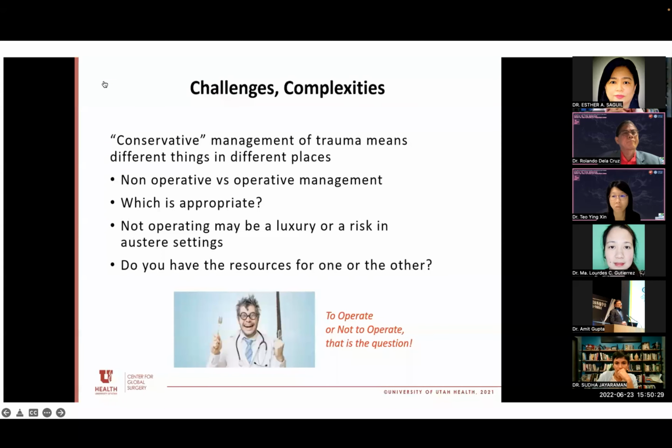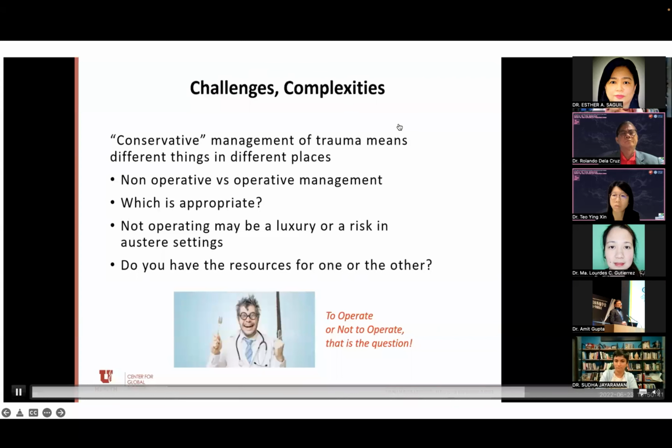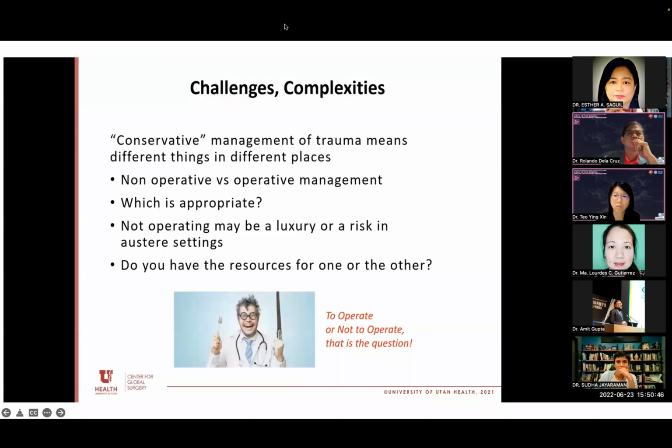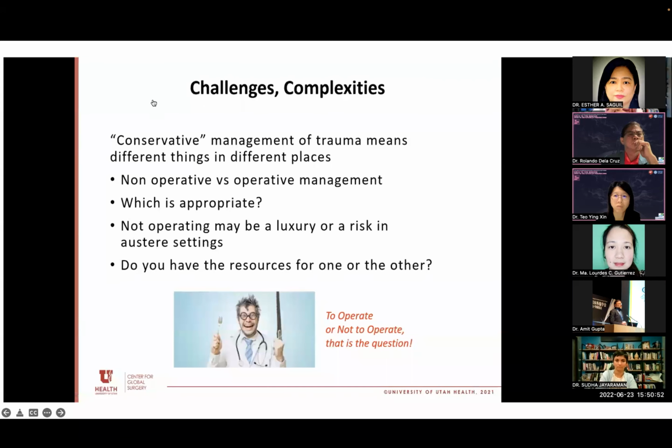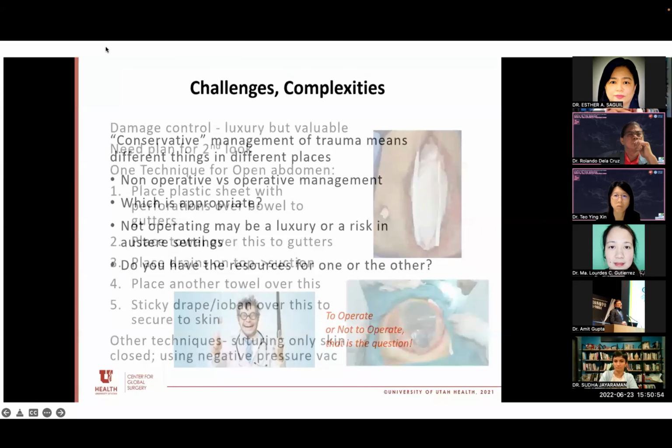Do you have the ability to put somebody in an ICU bed and monitor them with labs every 4 hours and count on being called and having an operating room ready if they deteriorate? That may be a luxury, and it may be a risk to count on that in certain settings. So do you have the resources for operating versus not operating? And so that's an important question to be aware of.